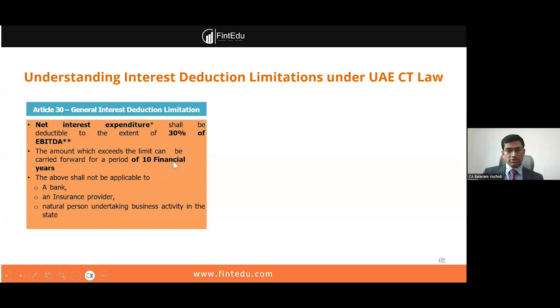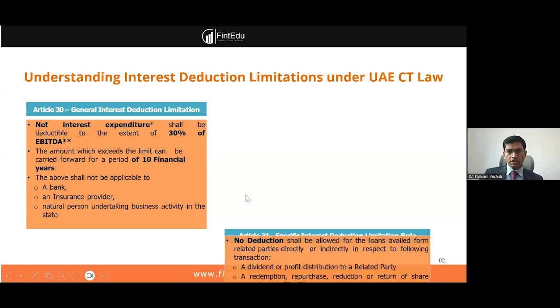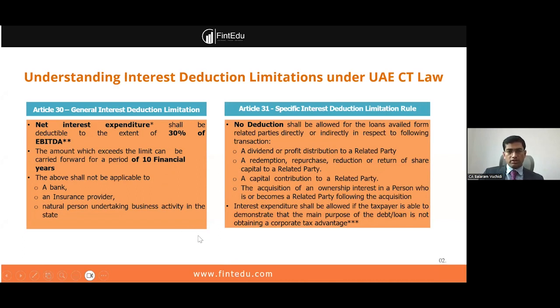And this limit of 30% and the 10 years carry forward is not applicable for banks, insurance providers, and other businesses conducting their business nationally. So this limit of 30% is not there for them. And we also have 12 million dirhams as the amount. Up to 12 million dirhams, generally they allow you to deduct irrespective of this limit. Only the excess amount will be looked at for this 30%.